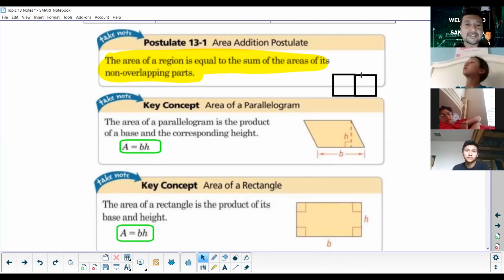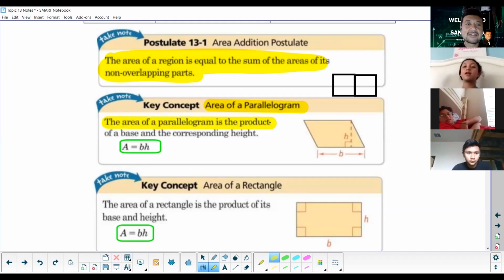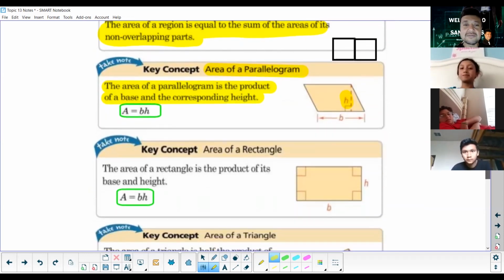All right, Celeste, read the next one. Read the area of a parallelogram. The area of a parallelogram is the product of a base and corresponding height. All right, excellent, pretty easy. Now, keep in mind the height is a line you connect between the bases, to the tallest point of that shape. Max, why don't you go ahead and read the next one for us?